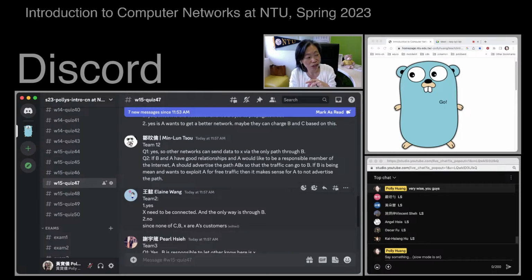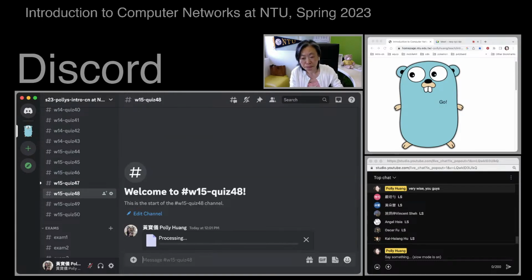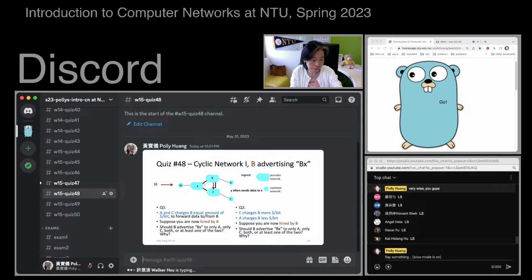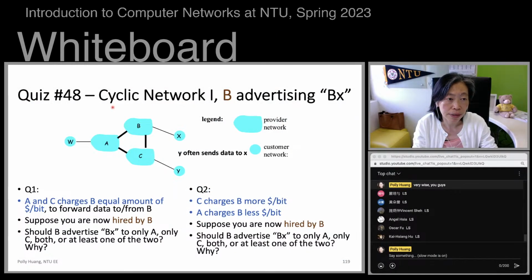Okay, now let's move on to the second quiz, 48. Okay, I have an idea that you like these 4 quizzes. Okay, yeah, so what do we see here? The network is back to be a little bit complicated. So you see that there's a link between B and C. So it's a cyclic network now. All right. And we know for sure already that B advertises BX. Okay, being a provider of X, B must do this. All right. And so the final goal is still that Y needs to send data all the way to X.